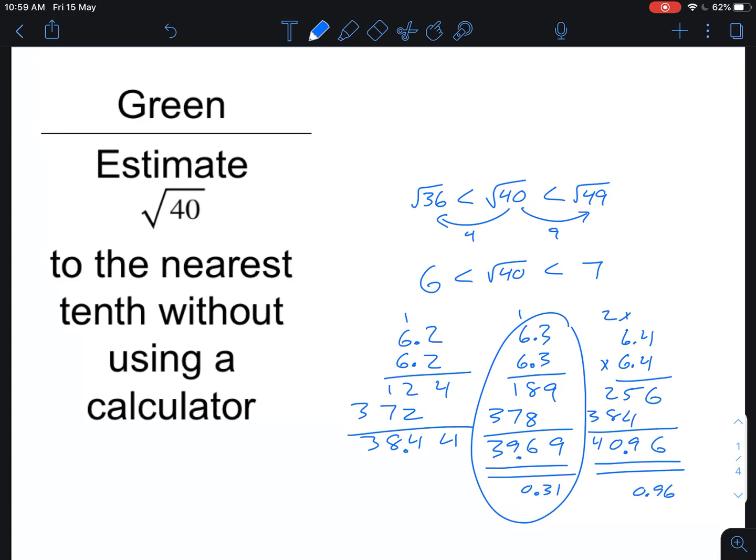And again, the closest I can get to 40 if I'm only going to the 10th place. Now, I could get even closer if I did like 6.35 maybe, or try 6.36. But we're not going to have you do that. If you want to be that accurate, you just use your calculator. So I would say the square root of 40 is approximately equal to 6.3. Okay, that's the closest that I can get if I'm rounding to the nearest tenth.